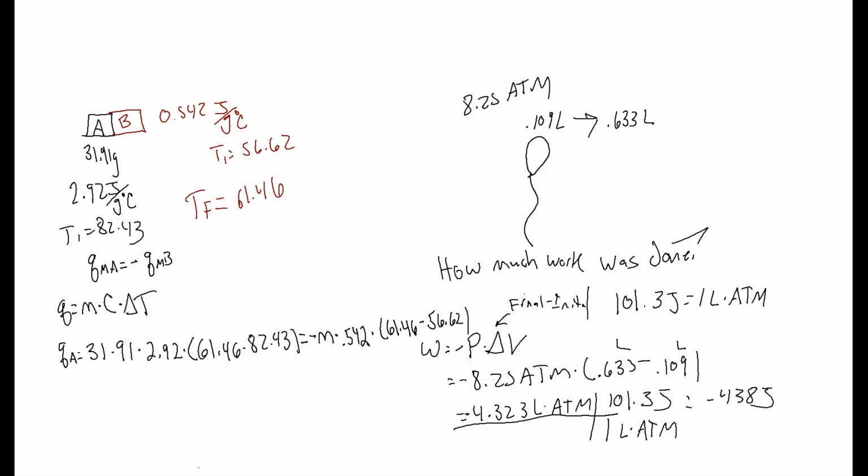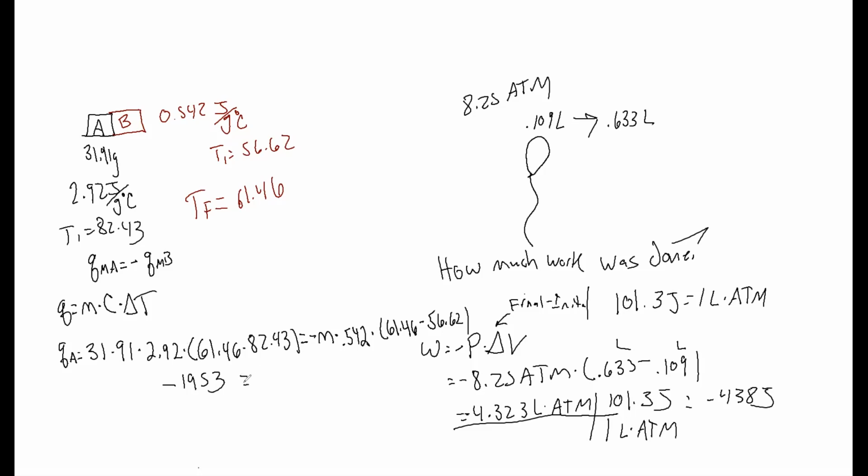So solve for M. Let me get my calculator up, aka Excel. So this is equal to 31.91 times 2.92 times 61.46 minus 82.43. So the left side of the equation is negative 1953.